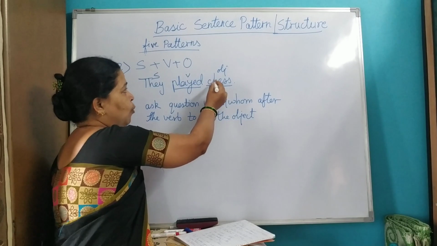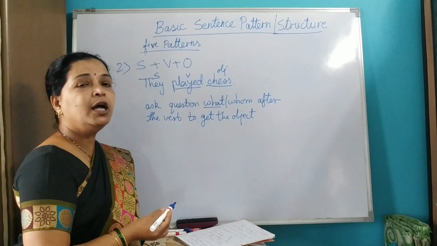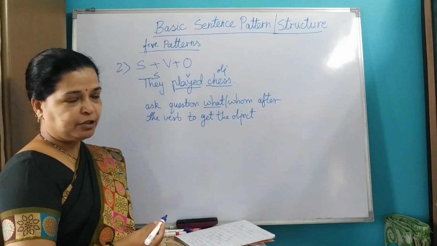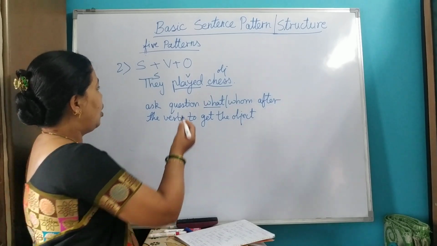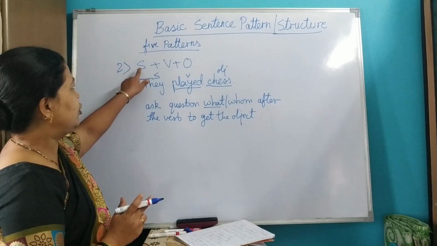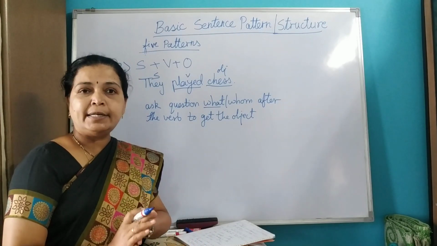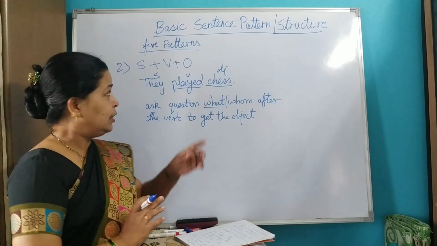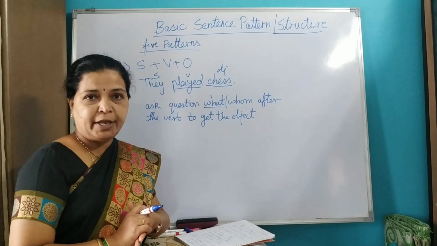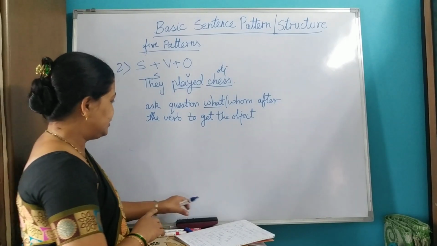Okay. So, what is an object? An object is the receiver of the action. It is directly affected by the action. Okay. And all verbs do not have an object. Like in the first pattern we saw, it was only subject plus verb. There was no object. So, all sentences do not have an object. The sentences or the verbs which have an object, they are transitive verbs. Okay. Now, let's see some more examples.